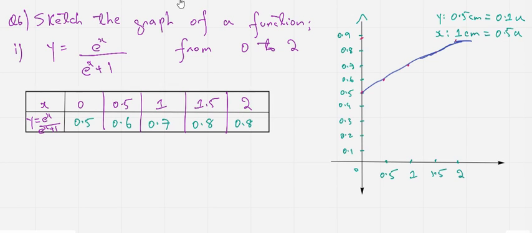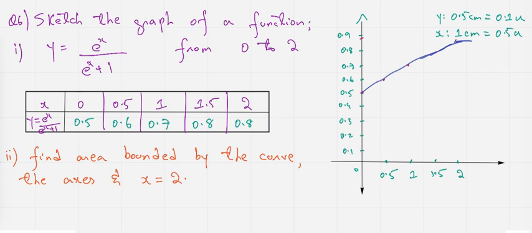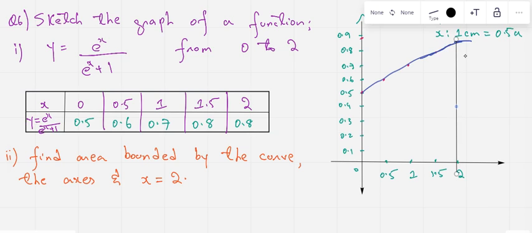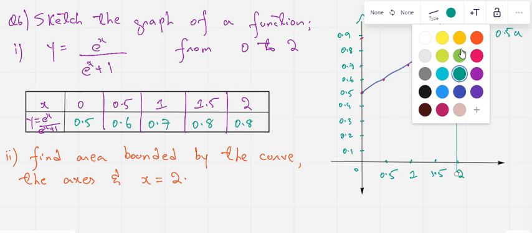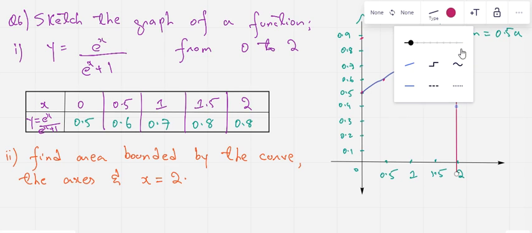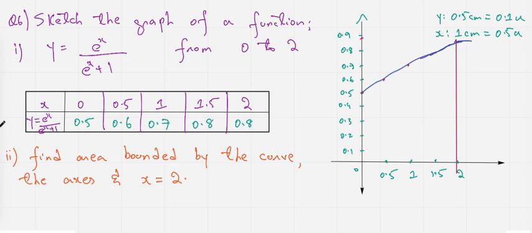The second part. Now here in the second part we need to find out the area bounded by this curve, these two axes, x and y axes, and the line x equals 2. So the line x equals 2 is actually this. That's what the line is. So we need to find out the area bounded by this blue curve, x and y axes, and this line. So this is the area that we need to find out.